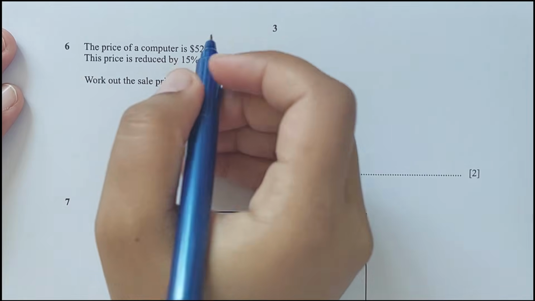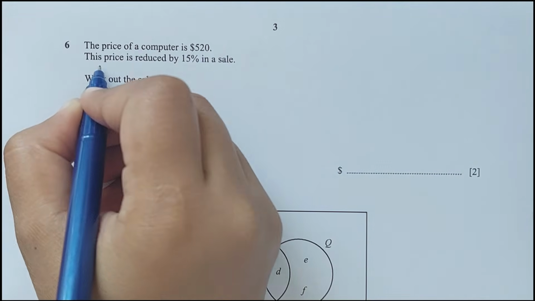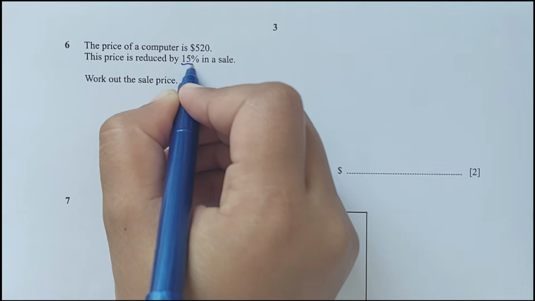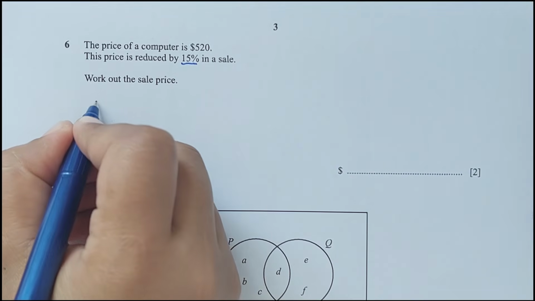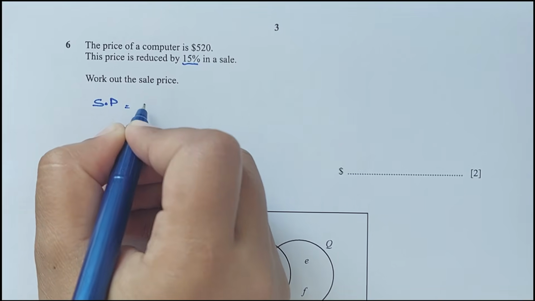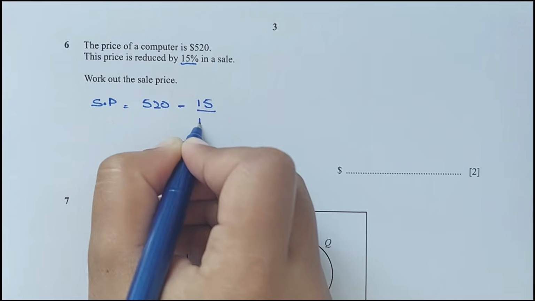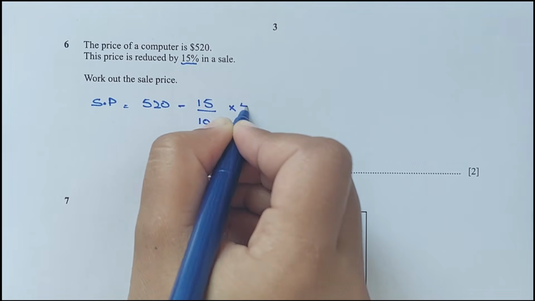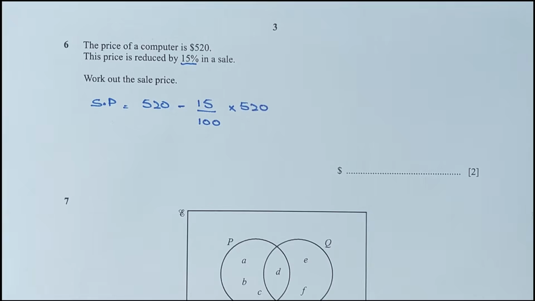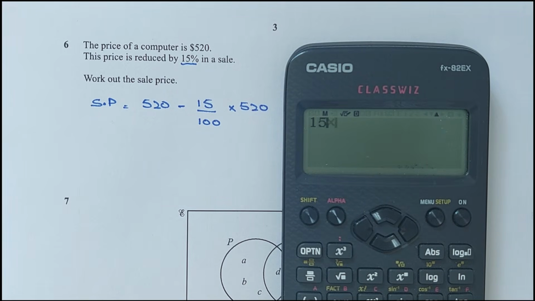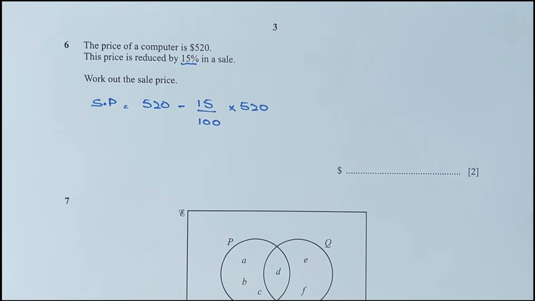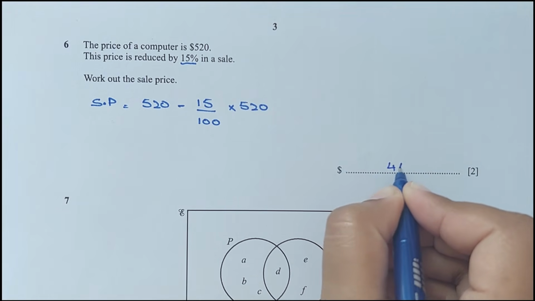Question number 6, the price of a computer is $520. This price is reduced by 15% in a sale. Work out the sale price. The sale price equals the original price, $520, minus 15% of the original price. 15 divided by 100 times 520 is 78. From 520 subtract 78, which gives 442. So the sale price is $442.